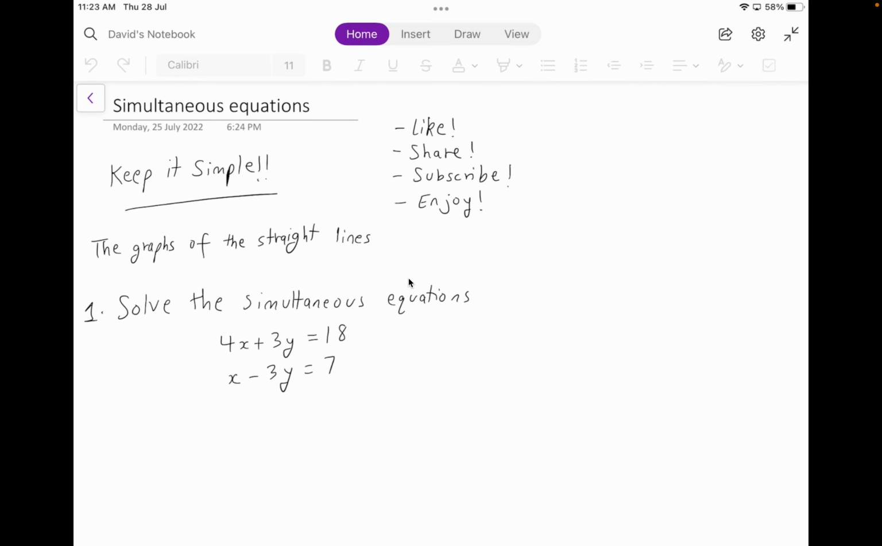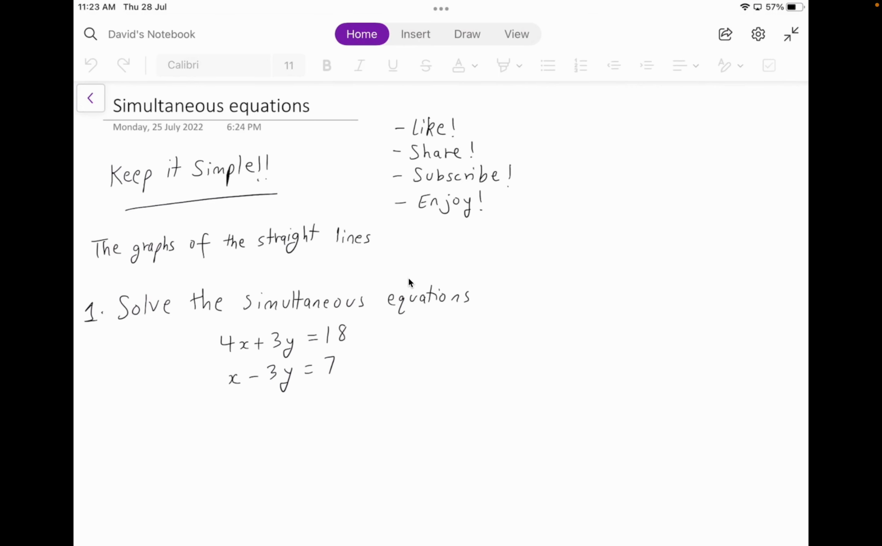And let's begin with the video. Okay, so the first question states that we have to solve the simultaneous equations x plus 3y is equal to 18, x minus 3y is equal to 7.